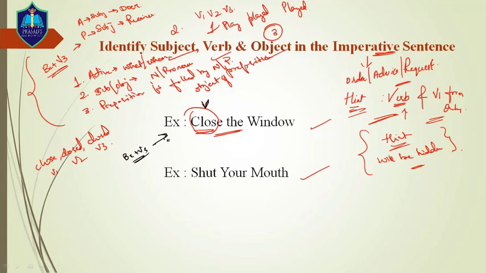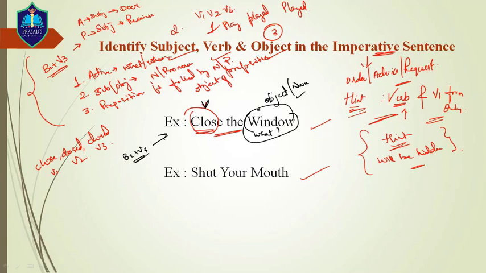If it is active, how to identify the object? We check with what or whom. Close what? I can replace it: close the window. So we can consider window as our object. We are done till here. Window is our object and it is a noun also. But which is the subject here? In imperative sentences, the subject will be hidden.